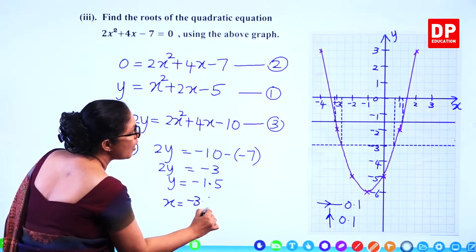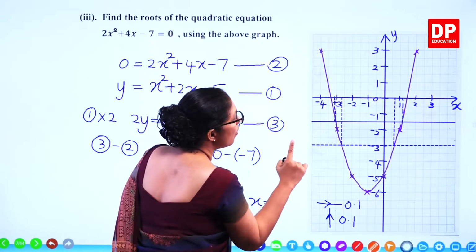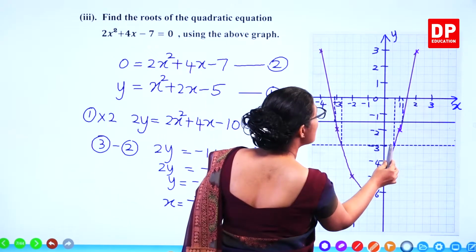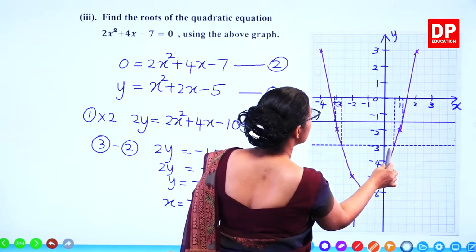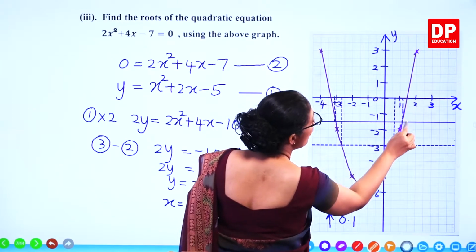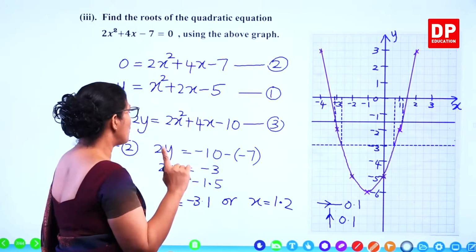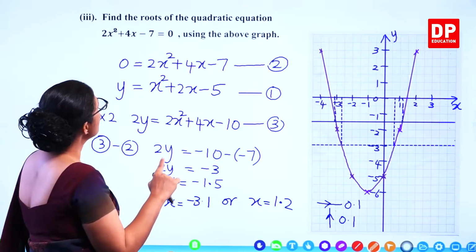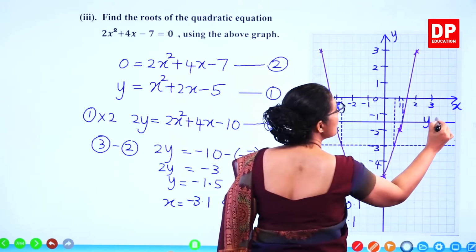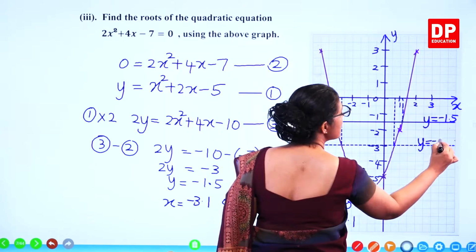So x becomes minus 3.1 or 1.2. So here, this value, minus 3.1, and here 1.2. So those are the solutions for this equation using the graph. Here I'll mark this one as y equals minus 1.5. Earlier this was y equals minus 3.